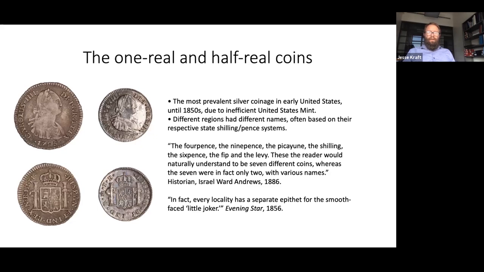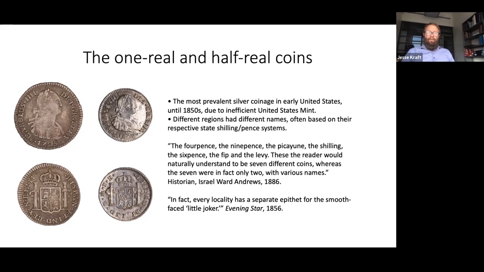Now, the 1 real and half real coins were the Spanish American coins that circulated the most heavily in this region. The 8 reals were generally used for international trade when they were of good silver. And this system lasted all the way up through the 1850s due to the inefficiencies of the United States Mint. And different regions had different names for the coins, often based on the respective state shilling and pence systems.